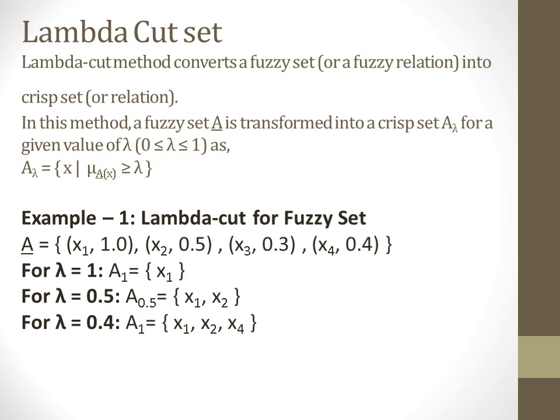All of you know that 0.3 is less than 0.4, and that's why we have not considered x3 in this lambda cut set of lambda is equal to 0.4. So what you have to remember? You have to remember that you have to consider only those elements whose value is greater than or equal to lambda.